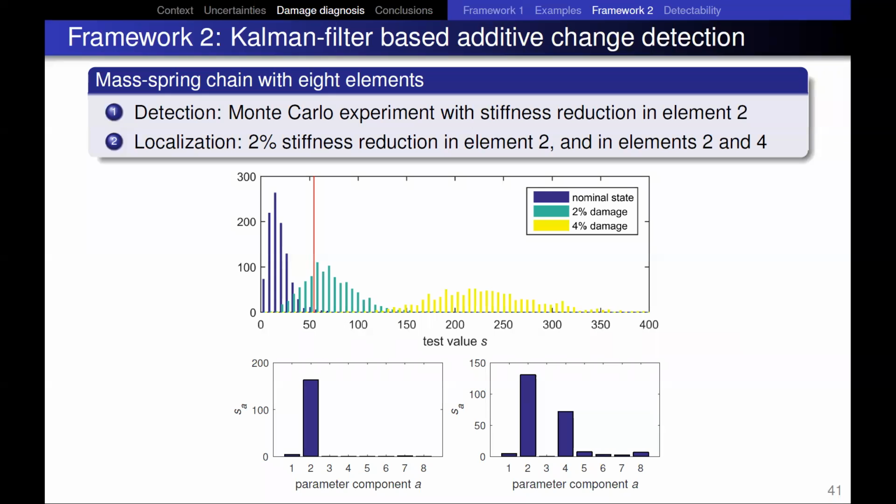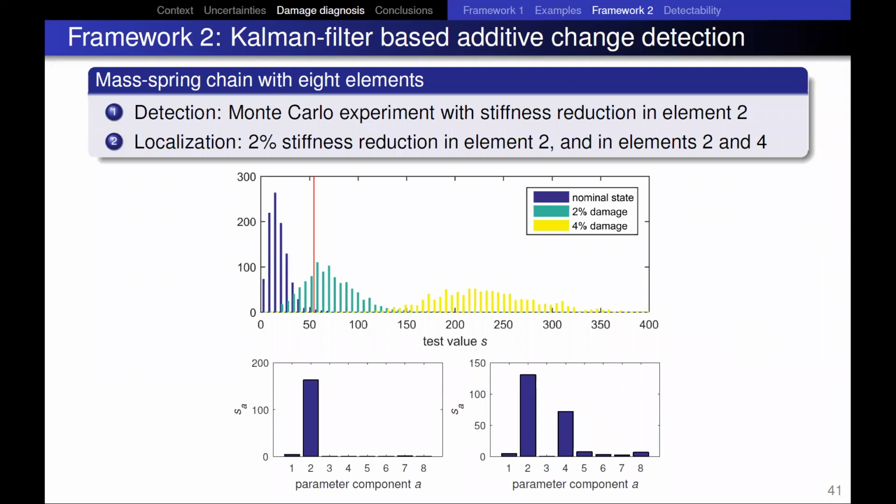So here are some simulation results. The first one is for the detection of changes in the Monte Carlo setup. Here we compute our test statistics for the reference state and two damage states of the mass spring chain, where we have the distribution in the reference state. From there we can set up our threshold, and we have distributions in faulty states that are getting more and more separated, the bigger the damage is.